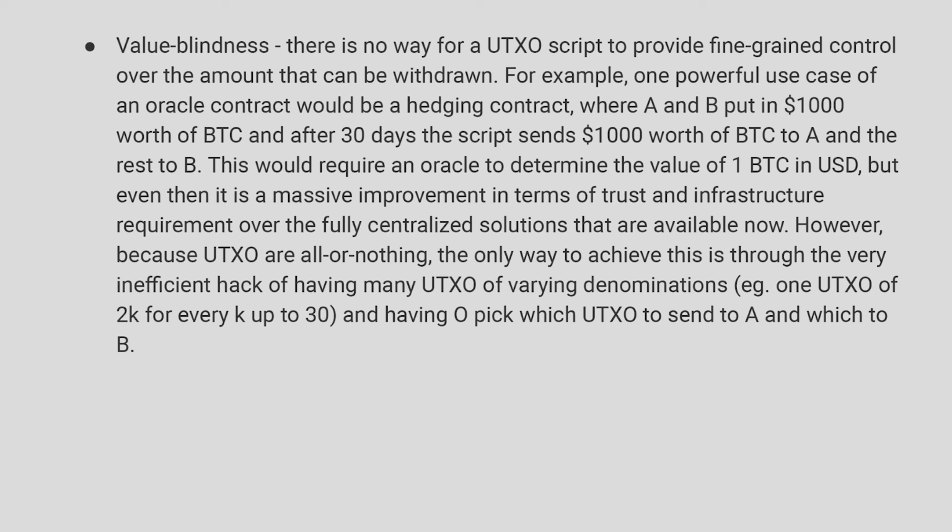However, because UTXO are all or nothing, the only way to achieve this is through the very inefficient hack of having many UTXO of varying denominations. For example, one UTXO of 2^k for every k up to 30, and having the oracle pick which UTXO to send to A and which to B.